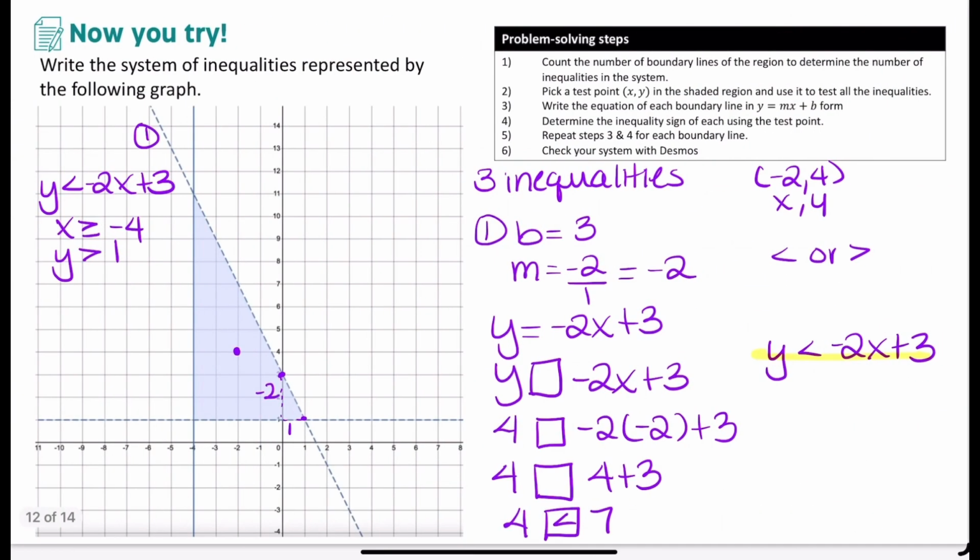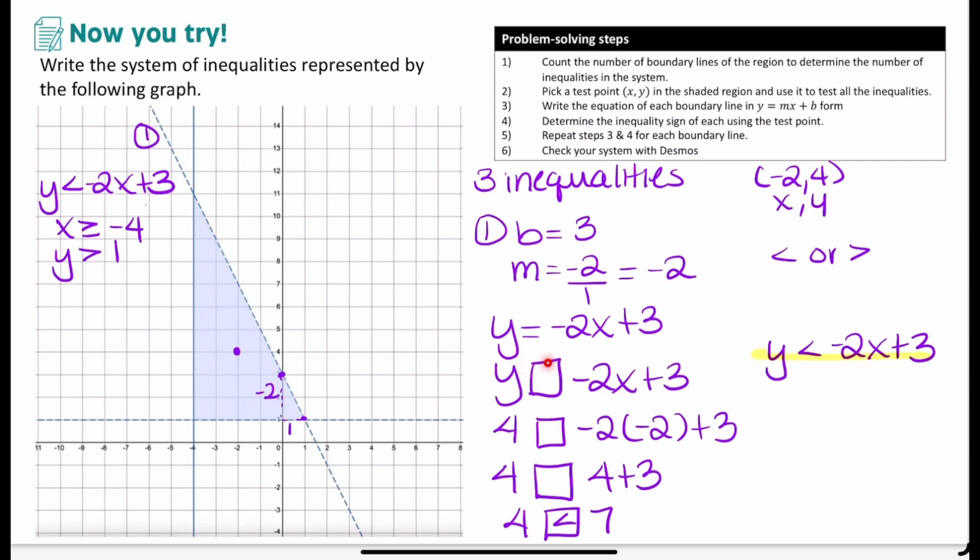Okay, so here is the system of inequalities that I found. y is less than negative 2x plus 3. x is greater than or equal to negative 4, and y is greater than 1. So I started off with this first inequality right here that has that dotted boundary line. I found the equation in slope-intercept form because the y-intercept was at 3 and the slope was negative 2. So I have y equals negative 2x plus 3.